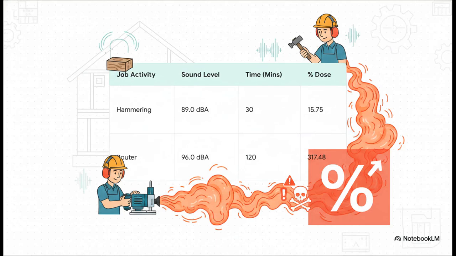Then, the spreadsheet calculates how the partial noise doses from all these different activities combine into a single daily exposure level. Now, really look closely at the math here, because this is where that 3 decibel equal energy rule really shows its teeth. Our carpenter spends 30 minutes hammering at 89 dBA. That contributes about 15.75% to their daily allowable noise dose. Just a minor fraction, right? But look at the router. It operates at 96 dBA, which is significantly higher energy, and the carpenter uses it for 2 hours. That single tool delivers over 317% of their allowable daily dose. This massively overexposes the carpenter, and without this specific breakdown, we honestly wouldn't know exactly which tool was the main culprit.